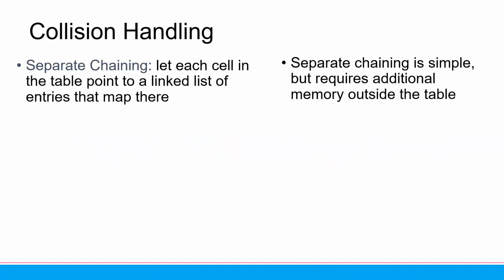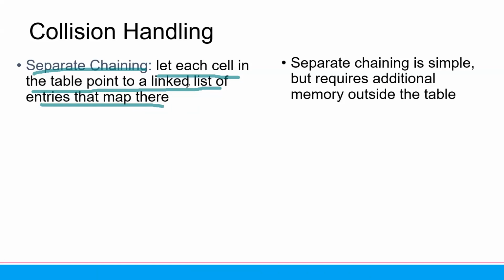Now we will learn about one way to handle the collision. The first is separate chaining. Let each slot in the table point to a linked list of entries that map there. So it will check the linked list. The linked list means you will check what is the next, what is the next, what is the next. You remember the linked list.